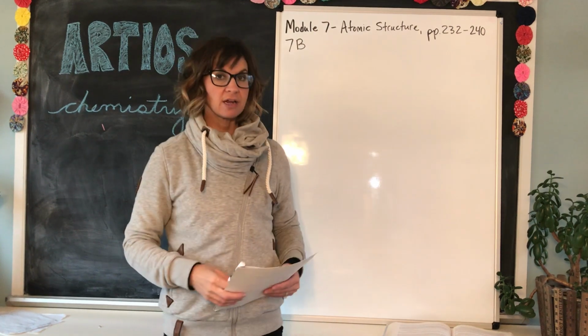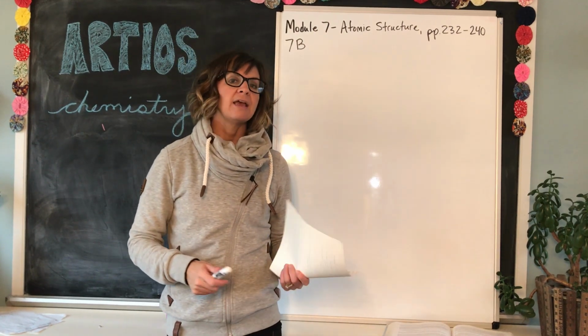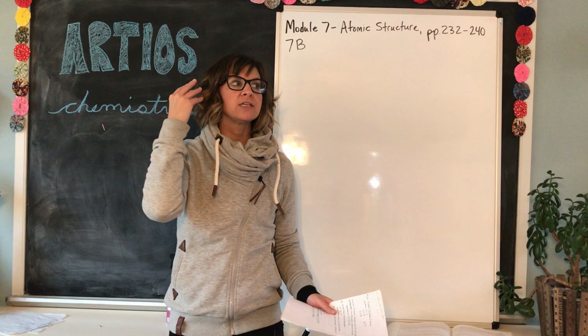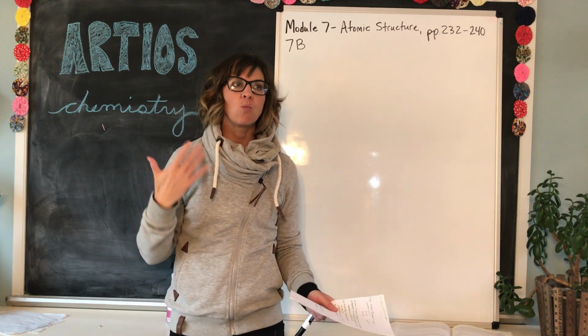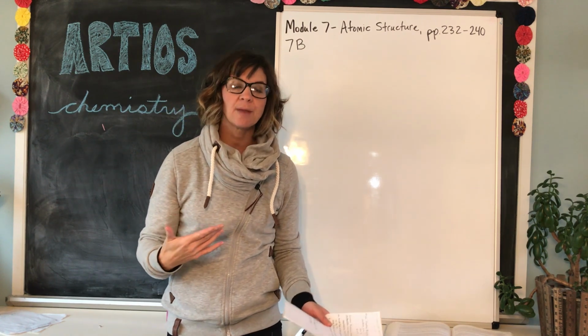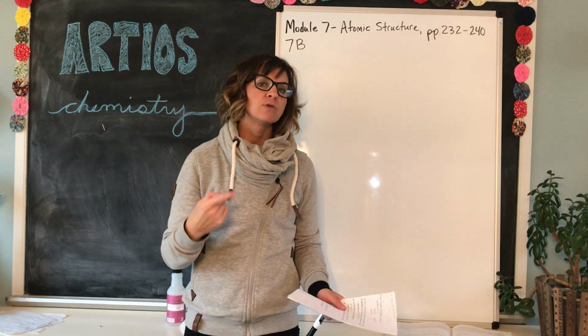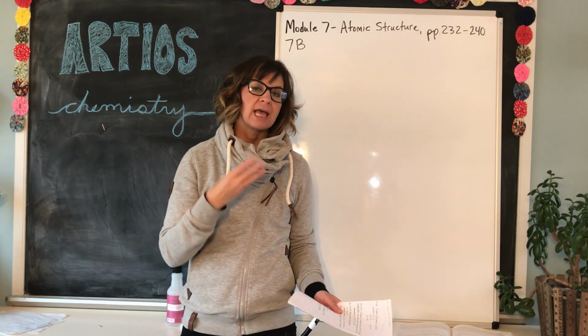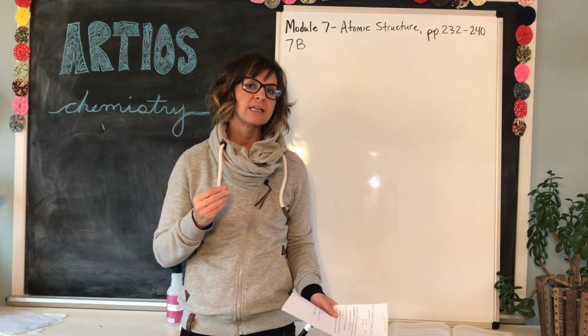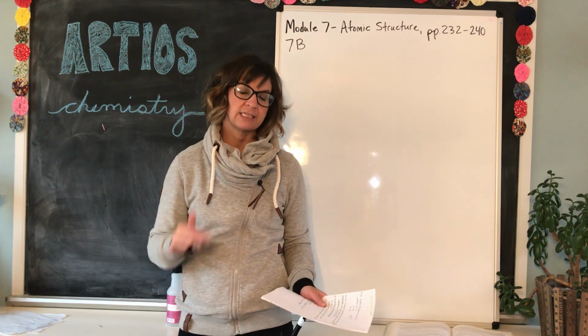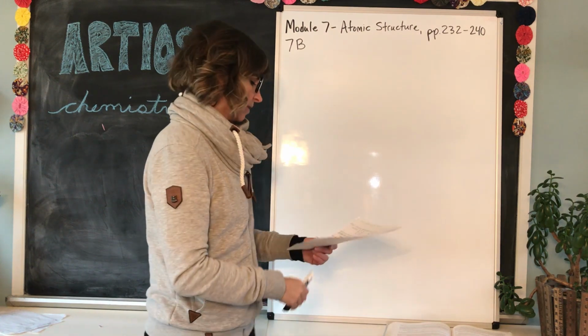All right, so we have been talking about atomic structure and trying to visualize and think about what an atom looks like, okay? Atoms are made up of three parts: protons, neutrons, and electrons. The protons and neutrons are always in the same place. They're always in the nucleus of the atom.